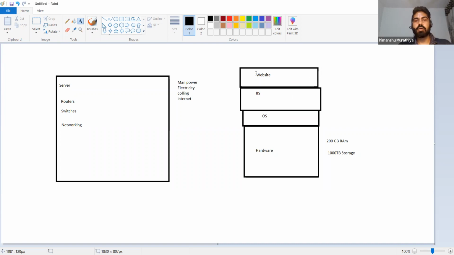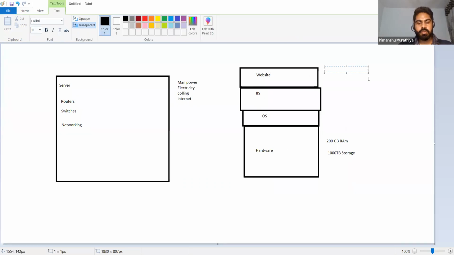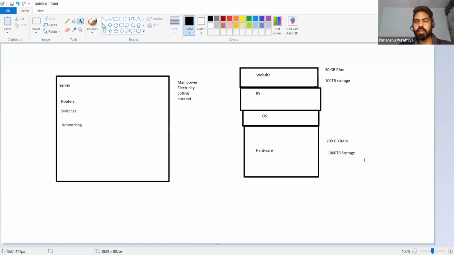Yes, sir. Right. Okay. Suppose this website is taking only 30 GB of RAM, and let's say it is taking 100 terabytes of storage. So what is happening here? We are using only 30 GB of the RAM and 100 terabytes of storage, so the remaining RAM and storage will be wasted, because we can deploy only one website on one server, right?